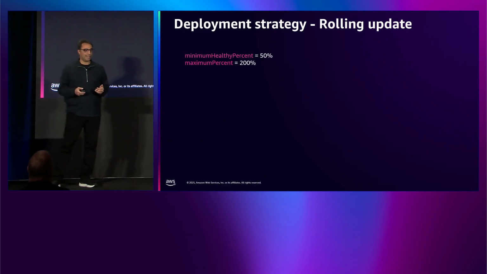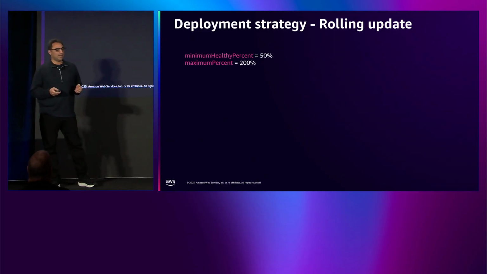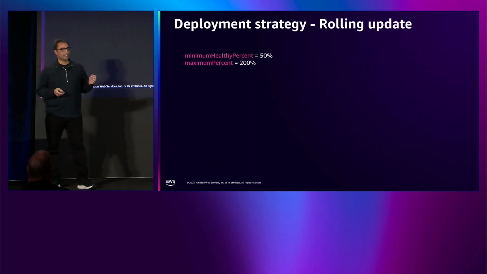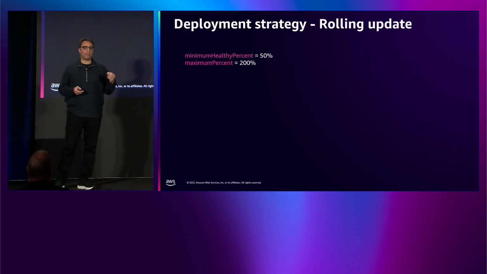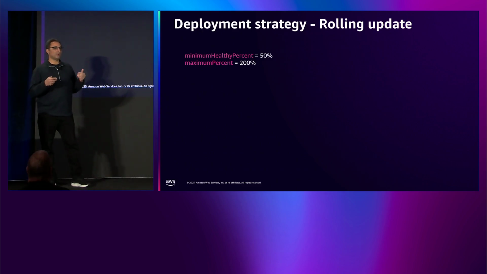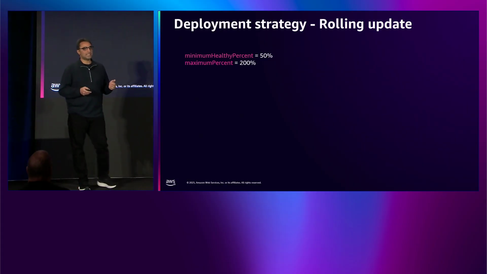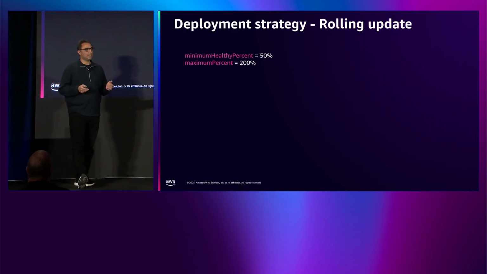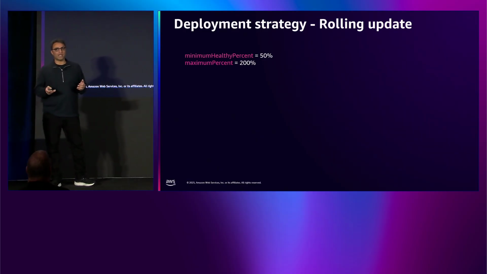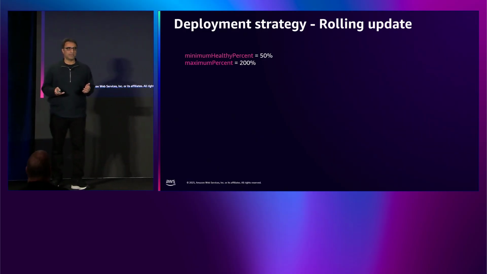There are two key parameters that you need to configure for this to work properly. These are the minimum health %, which represents the lower bound on the number of tasks that you can have during this deployment. This is really important for your service availability. You don't want to be running with a lower number of tasks than what you need to serve your customers. The other parameter is the maximum %, which represents the upper bound of the number of tasks that you can have under the service.